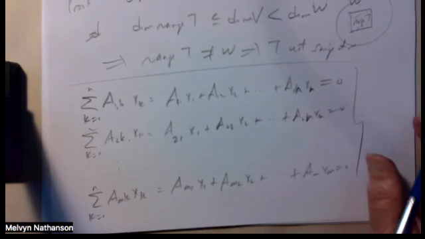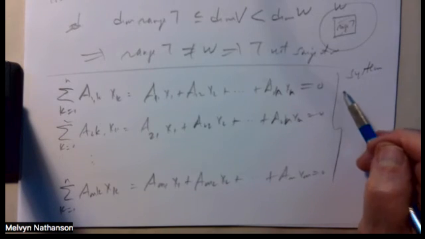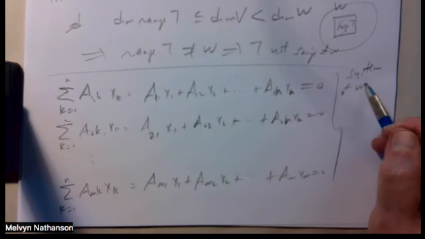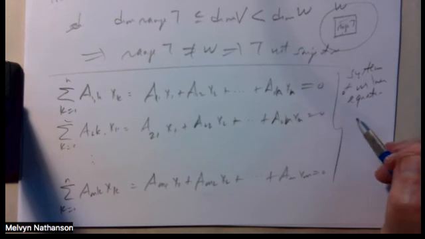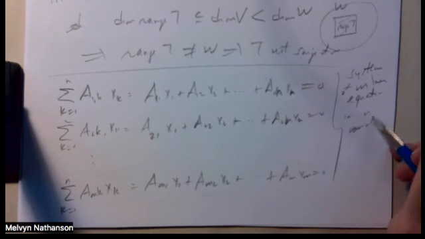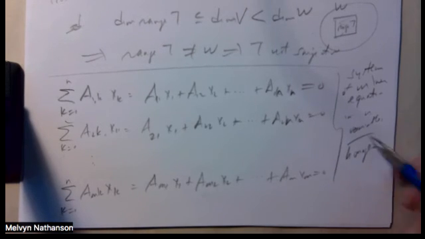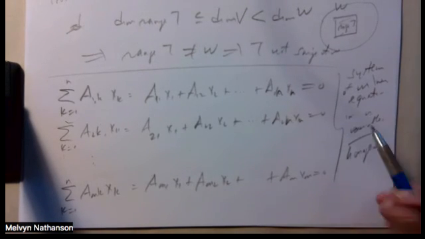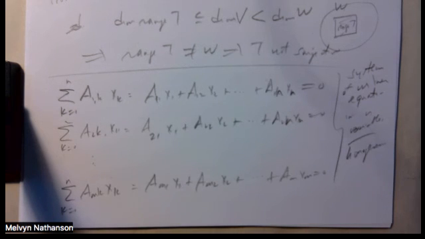So what we have here is a system of m linear equations in n variables, and it's homogeneous. That means the right-hand side is all zero. And we want to find all solutions of this system of equations.